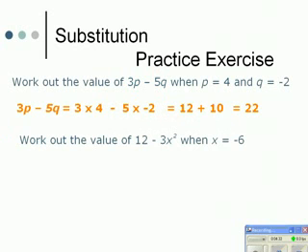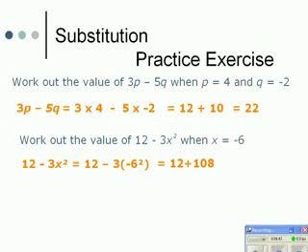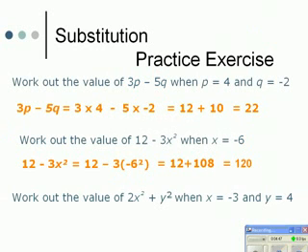Work out the value of 12 minus 3x squared when x equals minus 6. Here is the answer. Work out the value of 2x squared plus y squared when x equals minus 3 and y equals 4. Here is the answer.